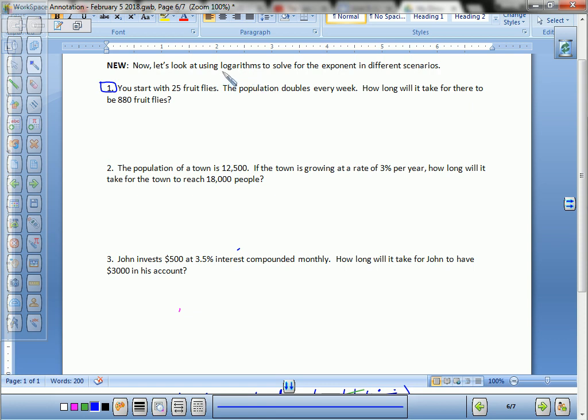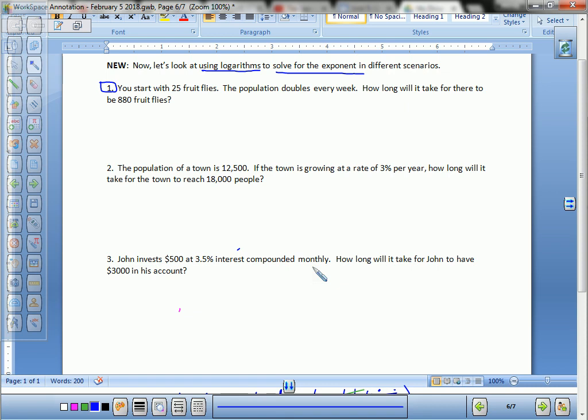Alright, so now we're going to look at using logarithms to solve for the exponent. So anytime we have an exponential situation and we're solving for the time, because the time is our exponent, then we're going to use logarithms. This really does have a lot of application. Anybody in AP Chem? They've been using it in there too.